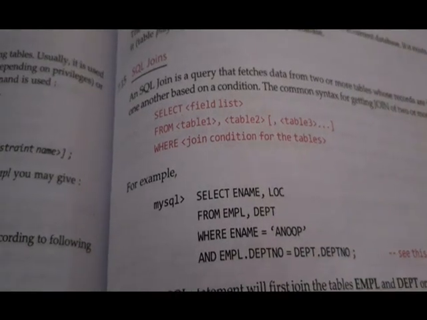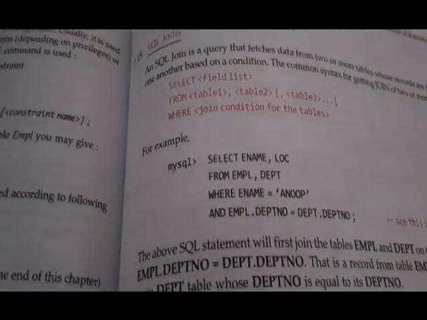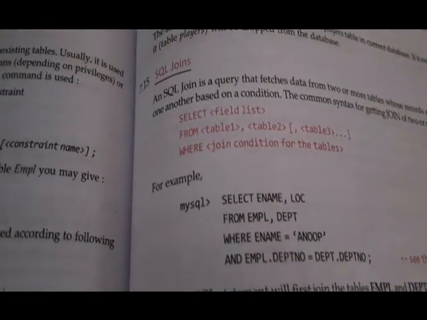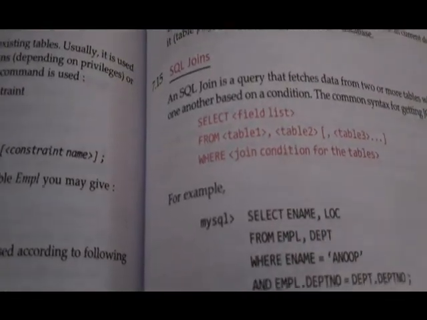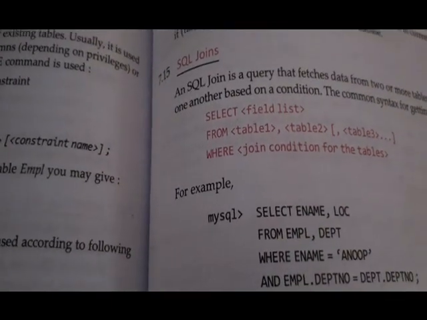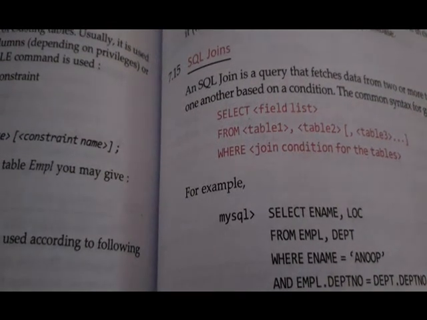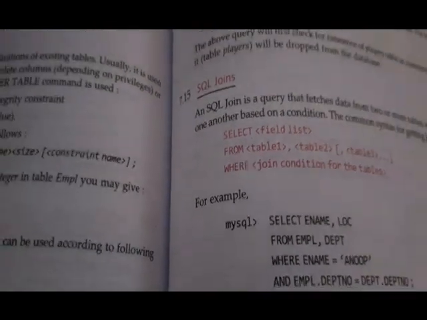Okay, dear students, now this is E class 4. Okay, now the topic is SQL joins. Same chapter, chapter number 7, page 217. Okay, now SQL joins. I'll give you the definition.